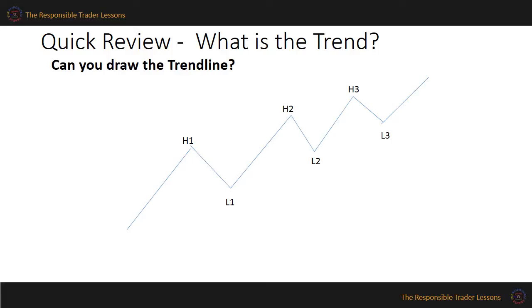Do you still remember Module 1? Let's do a quick review. If I show you this slide, what is the trend? Can you draw the trend line? If you answered that the trend is up, you're correct. And we draw the uptrend line by connecting L1 to L3. An uptrend has a pattern of successively rising peaks and troughs.